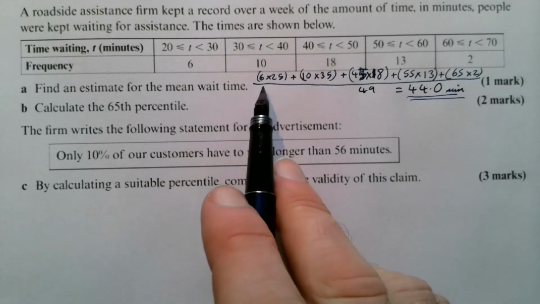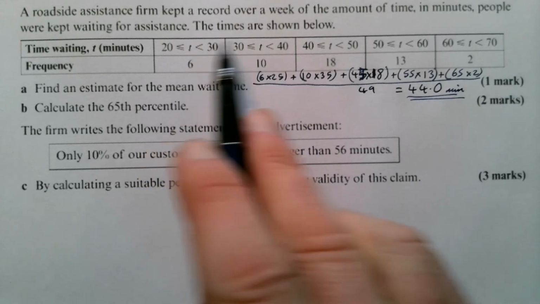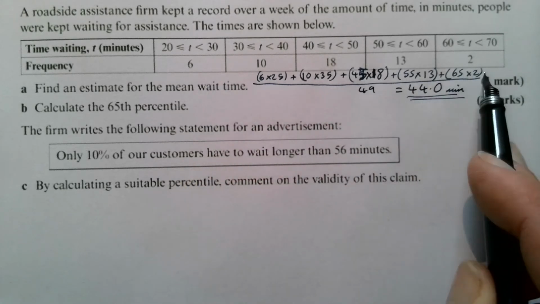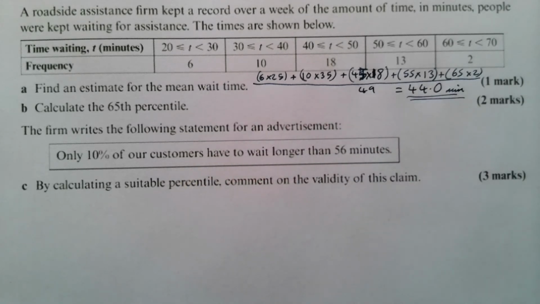So first up, timesing the midpoints by all of the frequencies and then dividing by how many you've got, which if you add those frequencies up is 49. You get 43.97 minutes, so rounding to three significant figures is 44.0. Right, I'll talk through calculating the 65th percentile, so make sure you've done it.